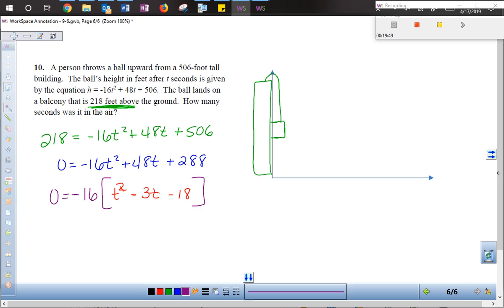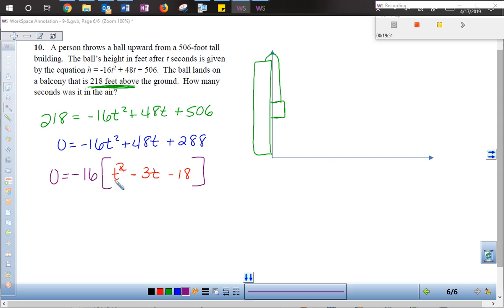Now here's what's awesome. What I'm left with inside of my brackets has an a value of 1. So I don't have to frowny face factor. I can easy factor. So I leave my negative 16 there, and I'm going to break this up into two binomials. t goes in first, and now we just need to find the factors of negative 18 that add together to be negative 3. So those two factors are positive 3 and negative 6.